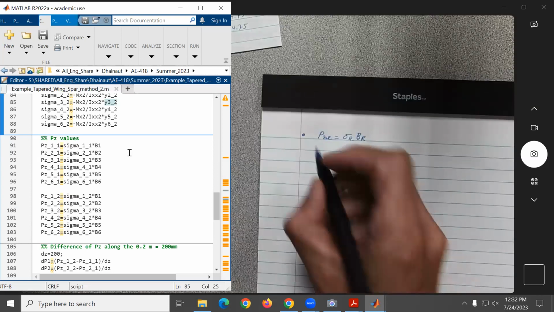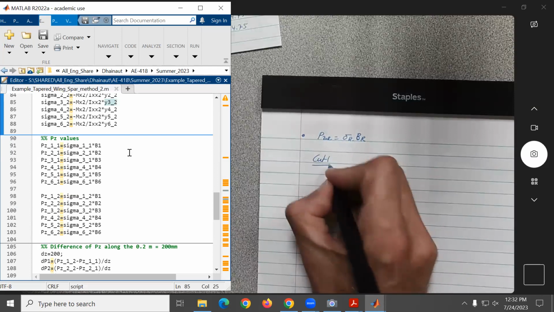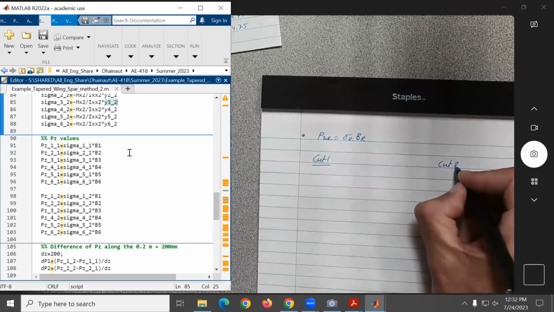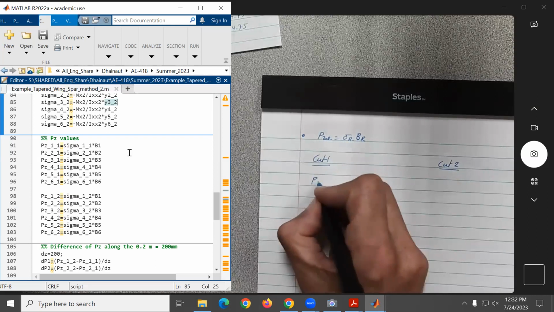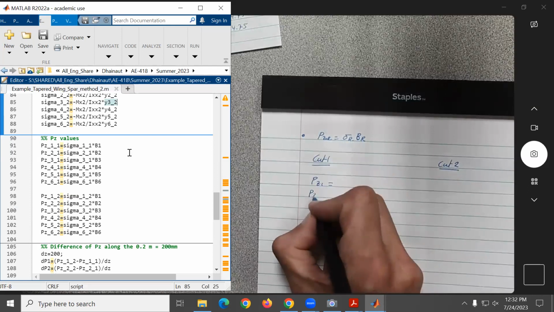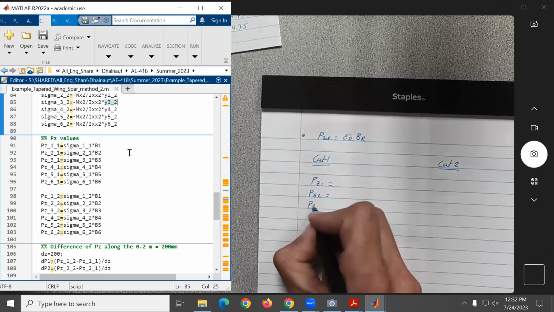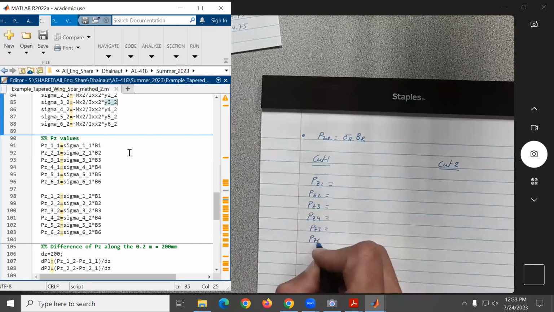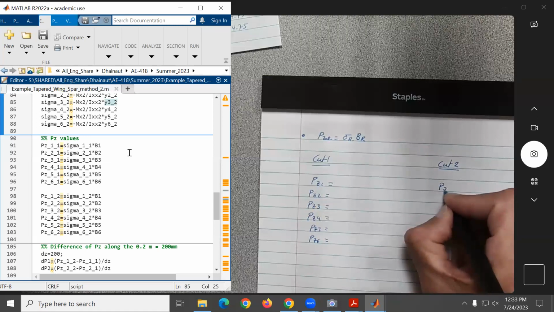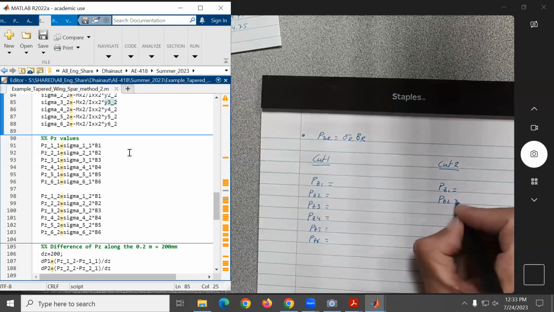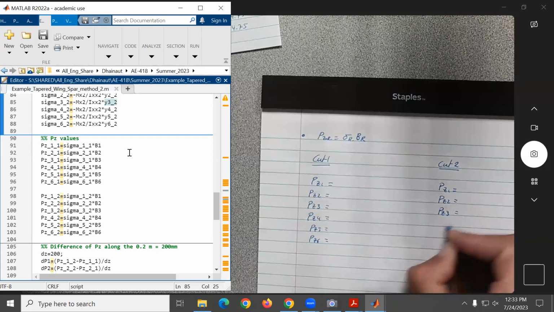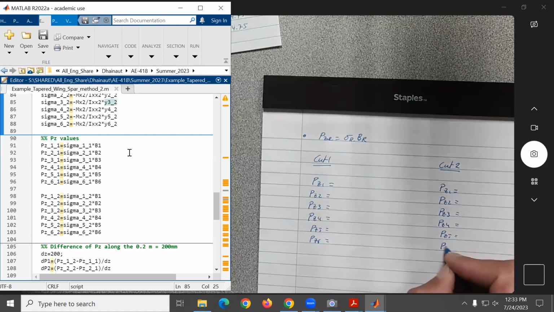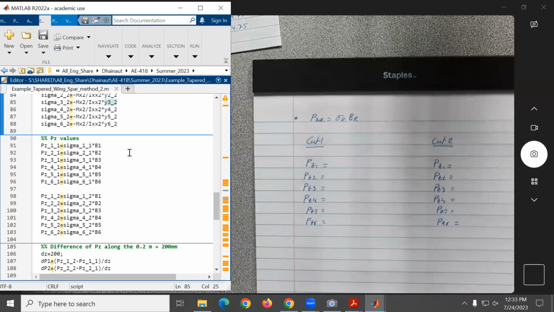All right, so we do the same thing again for cut 1, and the same thing for cut 2. We're going to have PZ1, PZ2, PZ3, PZ4, PZ5, PZ6 for cut 1, and PZ1, PZ2, PZ3, PZ4, PZ5, PZ6 for cut 2.